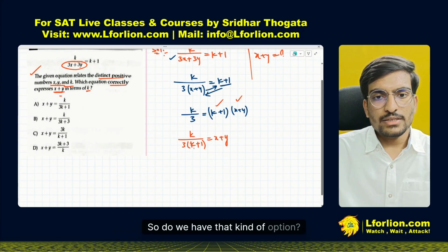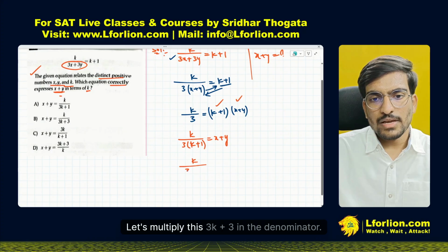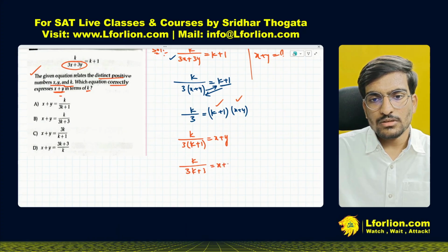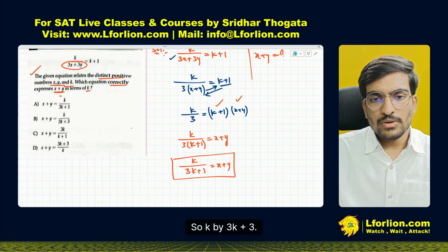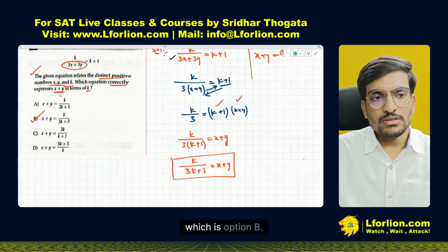So do we have that kind of option? Yes, let's multiply this 3k plus 3 in the denominator. So k by 3k plus 3, which is option B.